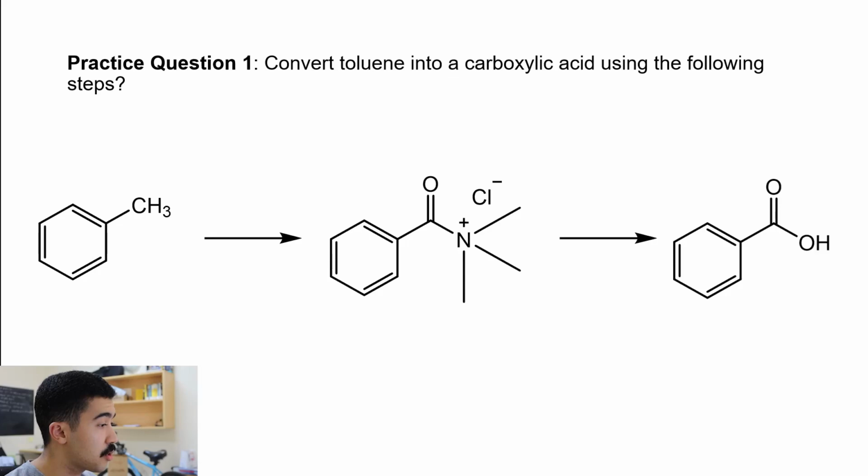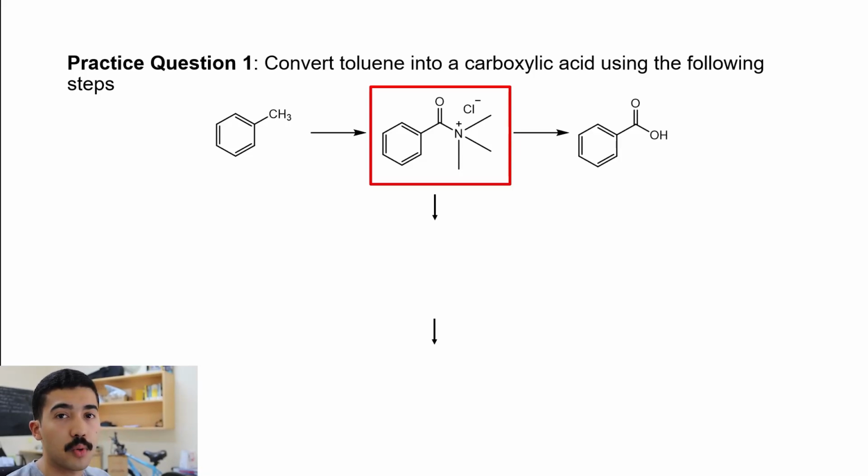So let me go ahead and get the laser pointer going. And it says here, practice question 1, convert toluene, this, into a carboxylic acid, so benzoic acid over here, using the following step. So we're asked to convert toluene into our benzoic acid, but we need to use some sort of reactions or some set of reagents to get to this middle compound, and then we convert that to our benzoic acid. So let's go ahead and begin breaking down the question.